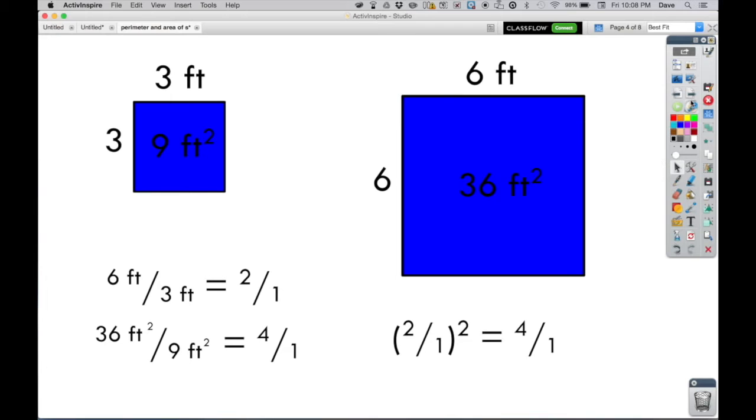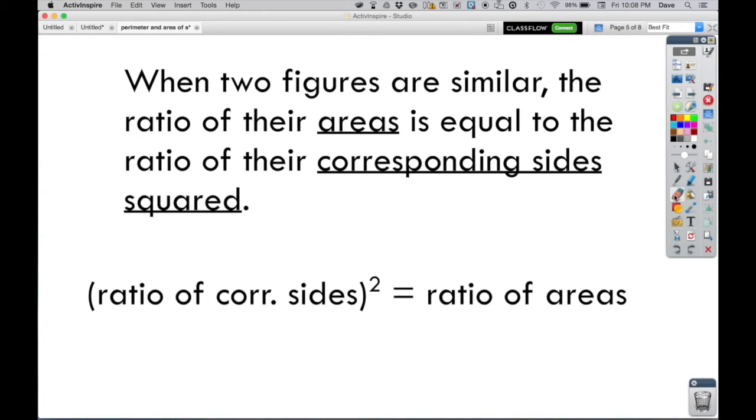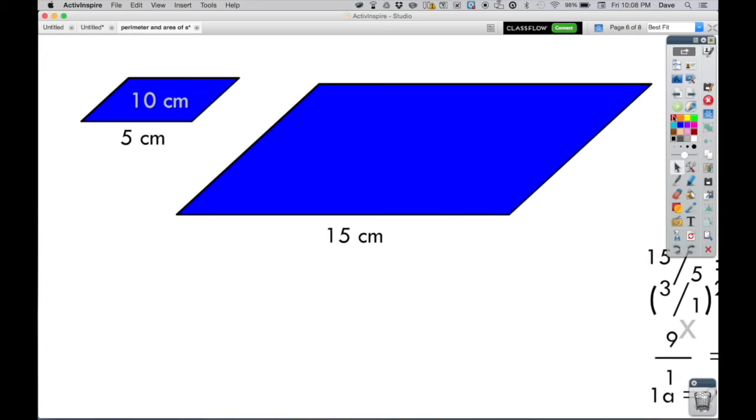All right, so what that tells us is this, that when 2 figures are similar, the ratio of their areas is equal to the ratio of their corresponding sides squared. So I find the ratio of corresponding sides, I square those numbers, and that'll give me the ratio that is shared between their areas. So for a problem like this one, it's really useful.